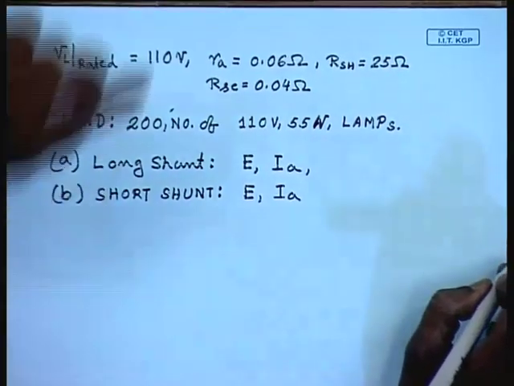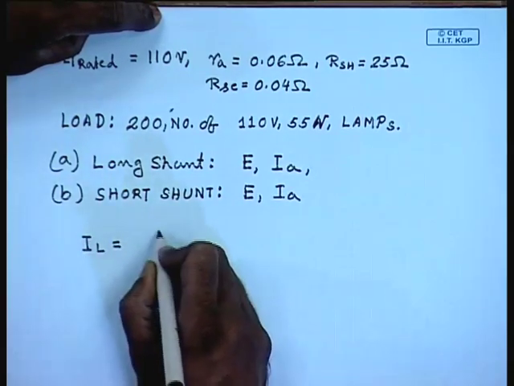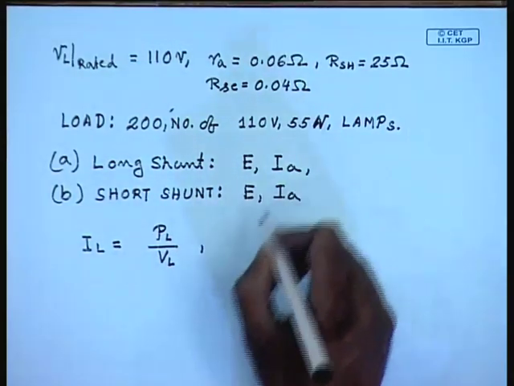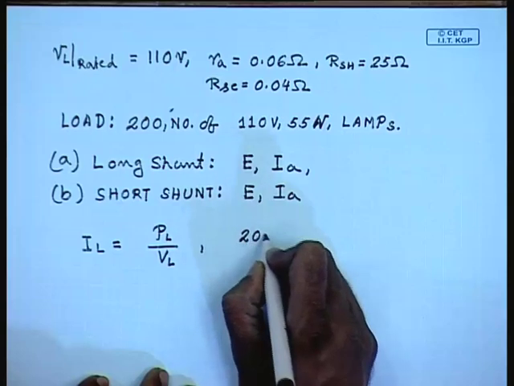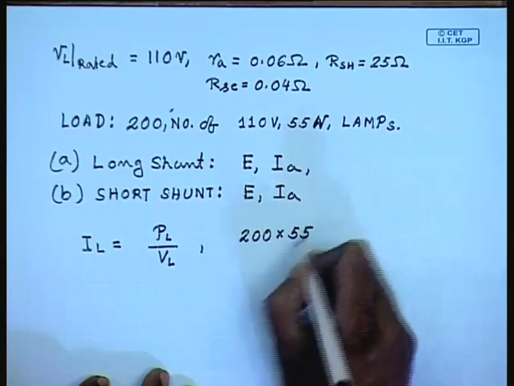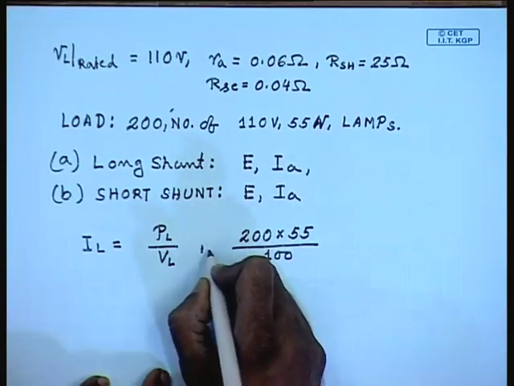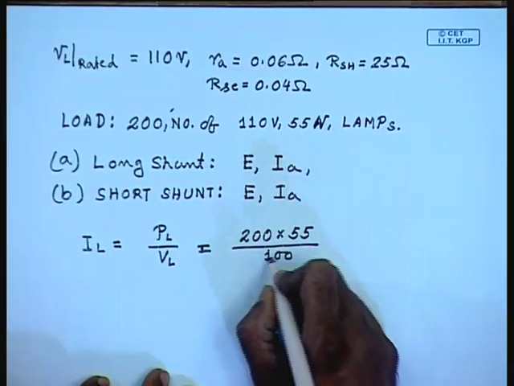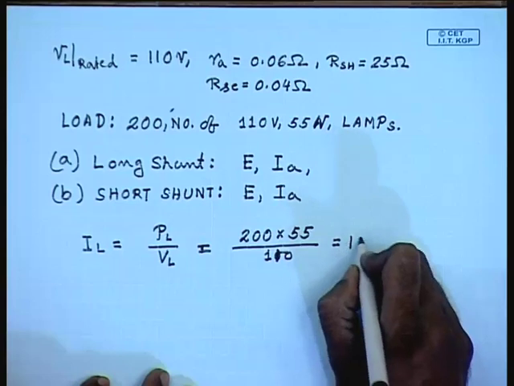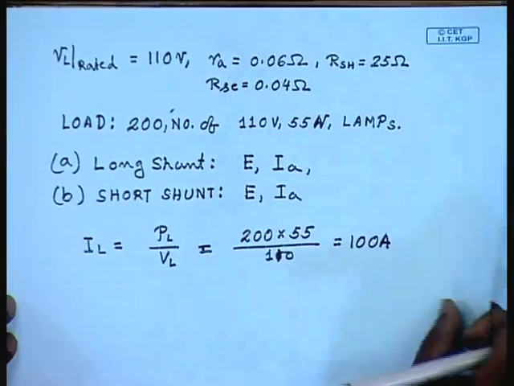In order to solve this problem, let us first find out what is the load current. Load current IL equal to load power PL by VL. Now, it has been mentioned that the load consists of 200 numbers of 55 watt lamps. So, the load power is 200 into 55 watts, and the terminal voltage is 110 volt, this gives me 100 ampere. So, load current in both cases is 100 ampere.